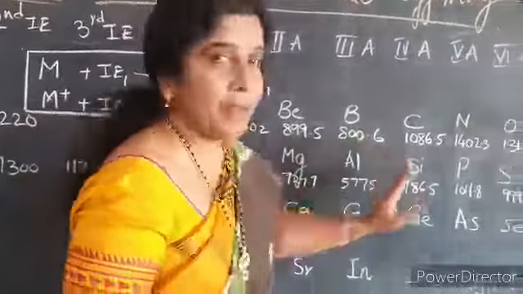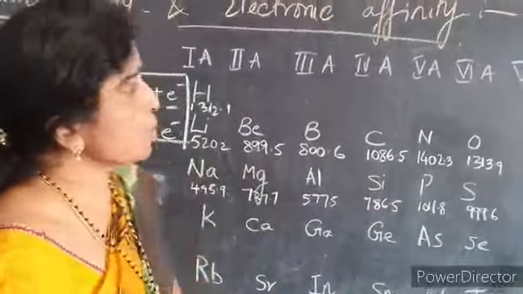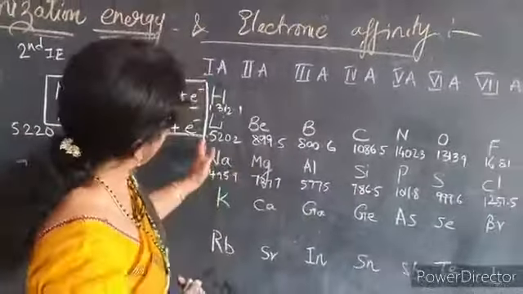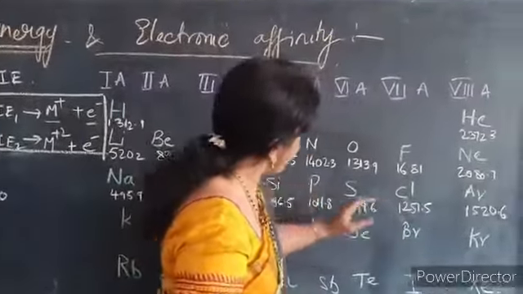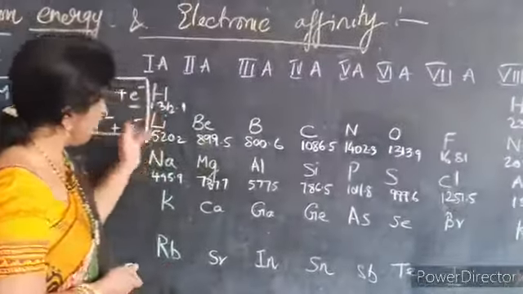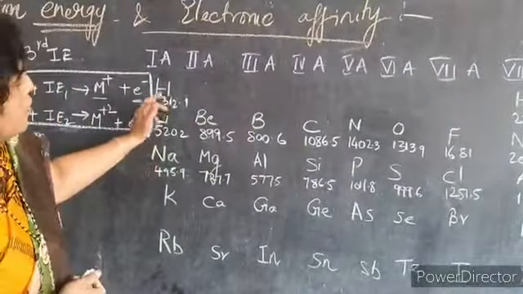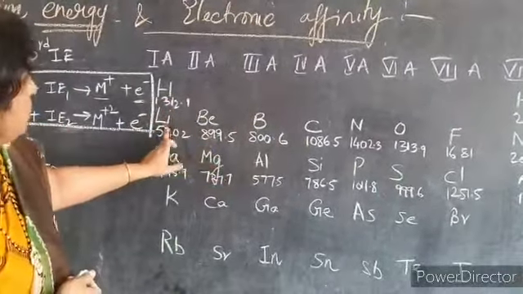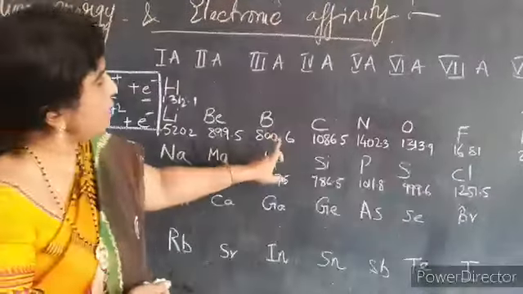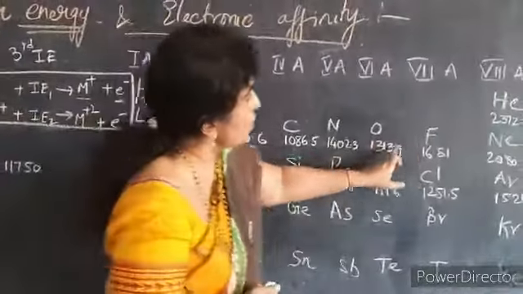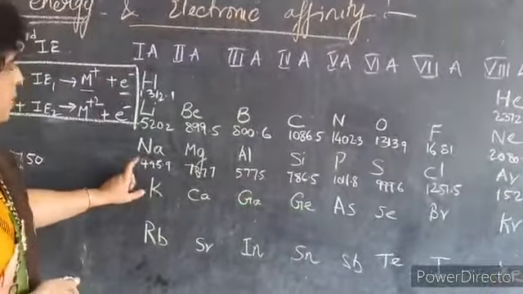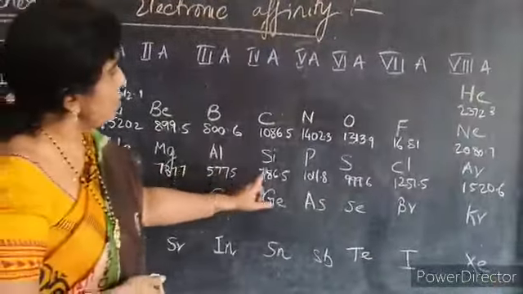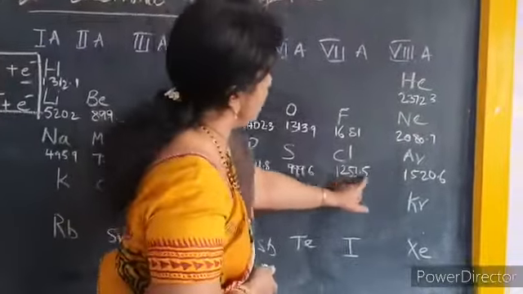Now coming to a period, what happens to the ionization energy as you move from left to right? Can you notice some examples? I have taken a few periods here. The first period has only hydrogen and helium. The second period: lithium, beryllium, boron, carbon, nitrogen, oxygen, fluorine, neon. And the third period: sodium, magnesium, aluminium, silicon, phosphorus, sulfur, chlorine and argon.